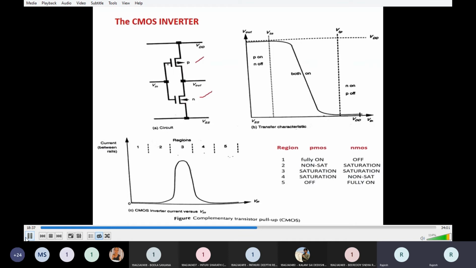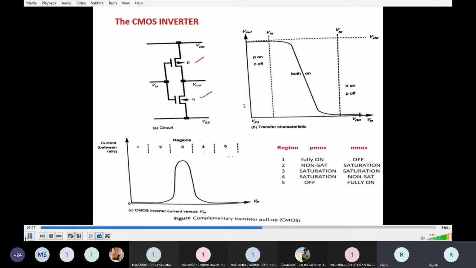From these two gate terminals, a common terminal is taken and we give the name V input. So this is the input terminal. It is common for both transistors, that is, for the pull-up and pull-down networks. And from this point, that is the source and drain of PMOS and NMOS, those two are interconnected and we take a common terminal as the output, that is V out.